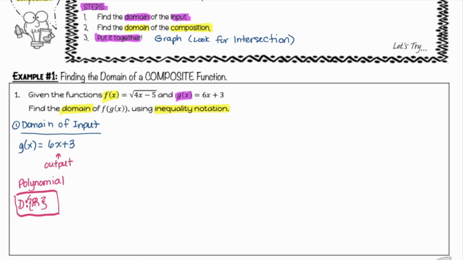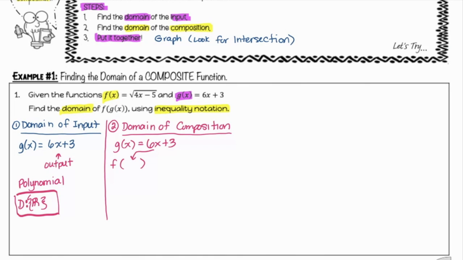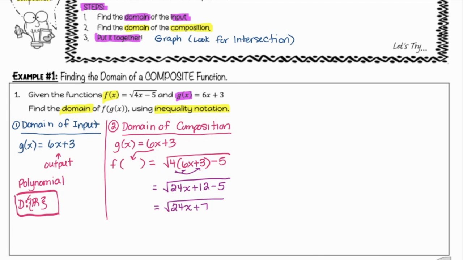Part 2, or step number 2, is we're going to do the composition and find the domain of that given composition. So with the composition, we start with the innermost function, which would be g of x. We take that g of x and input into the second function, which would be f, and simplify as much as possible. Okay, so here is our output, and I am going to now find the domain of that output.